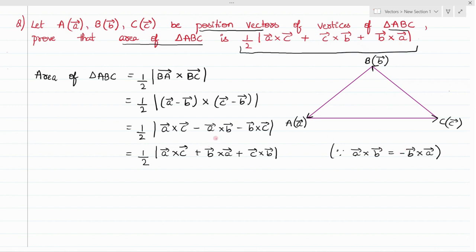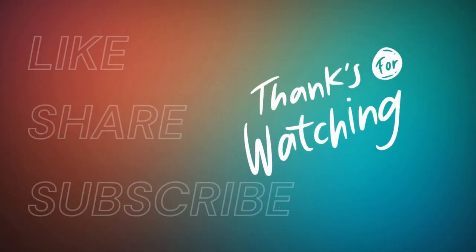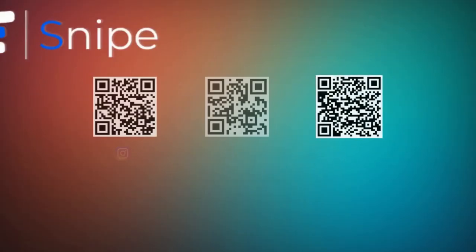So, if you see the question, we got the required answer. That is, area of triangle is half of A cross C plus B cross A plus C cross B. Hence, proved.